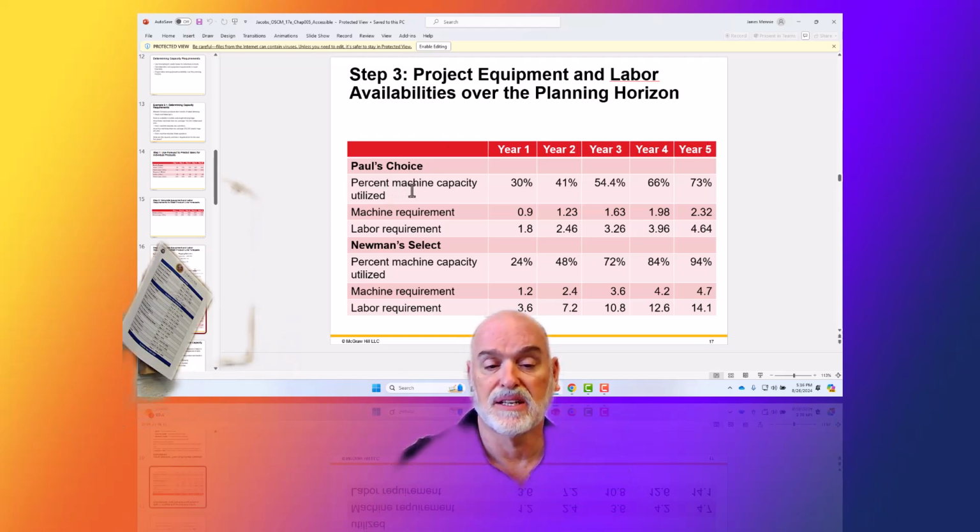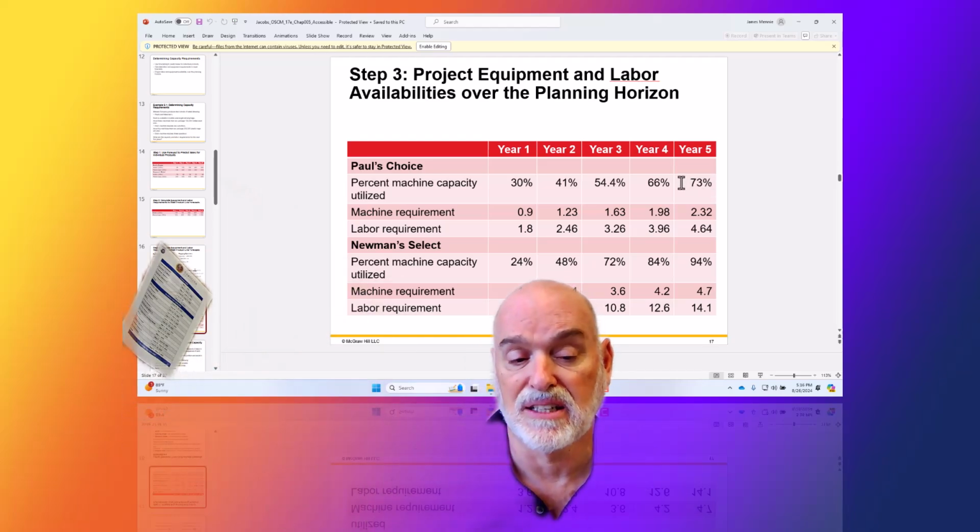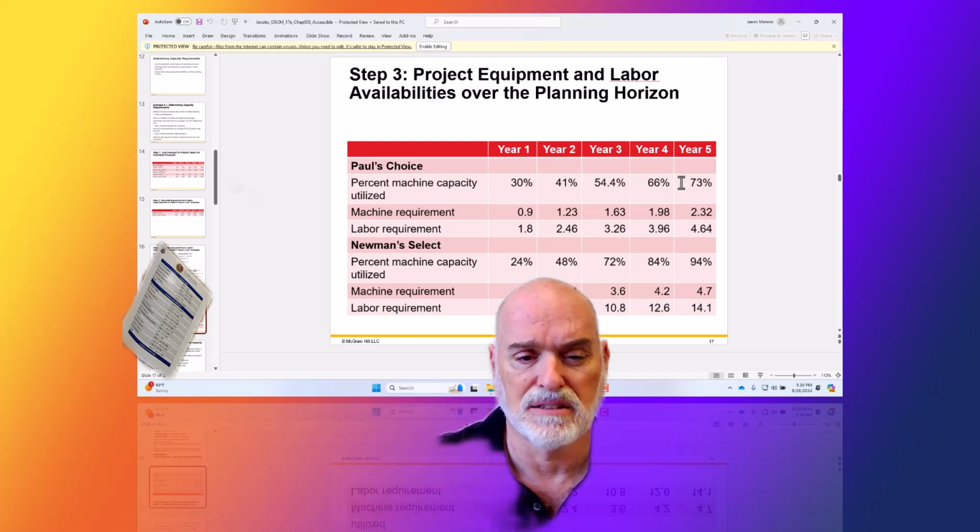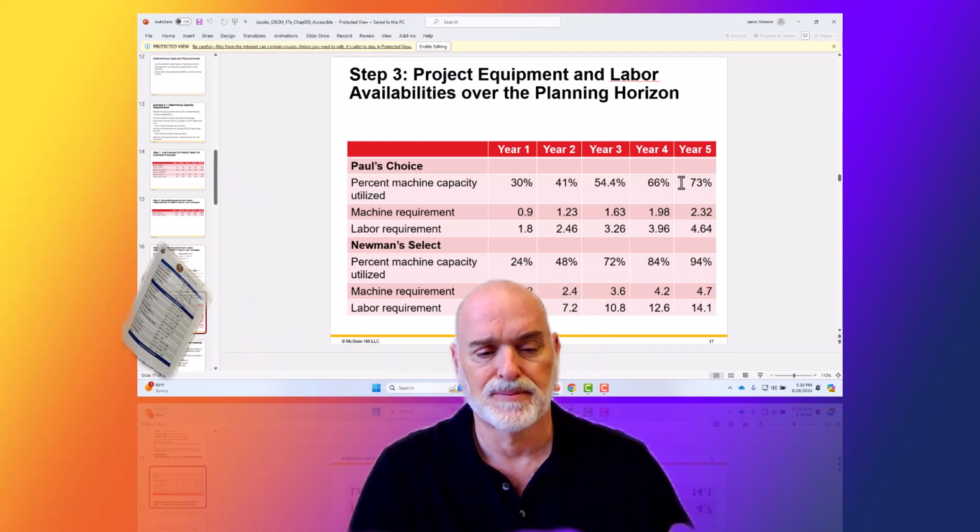And we can see percent machine capacity utilized. Very low here in the first year or 2, and then it's rising. Remember, we can't use equipment to 100% capacity. Why can't we do that? We'll answer that question in class.